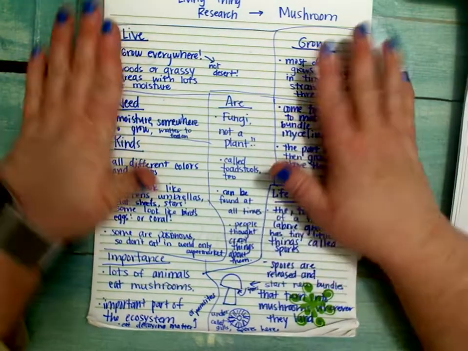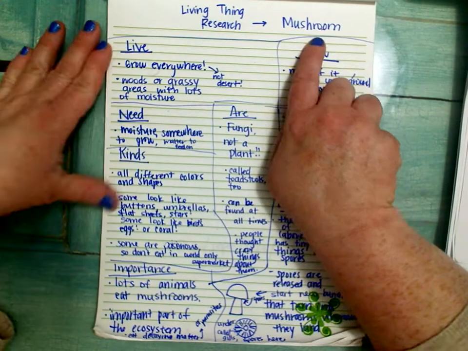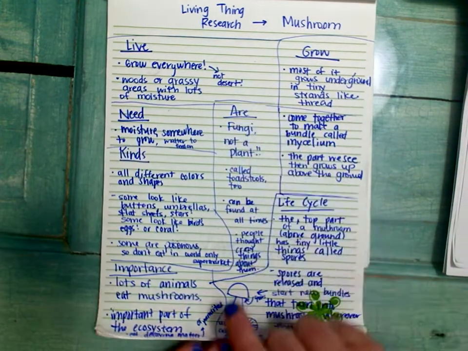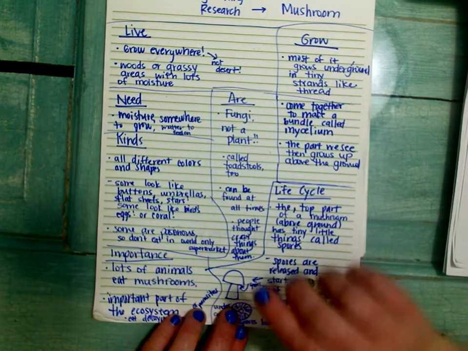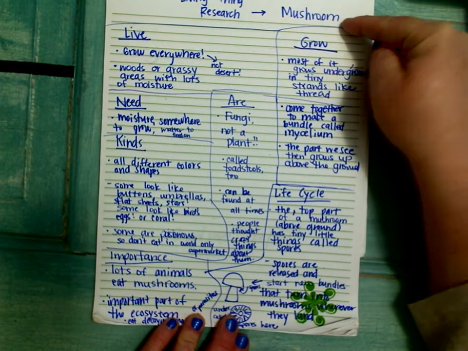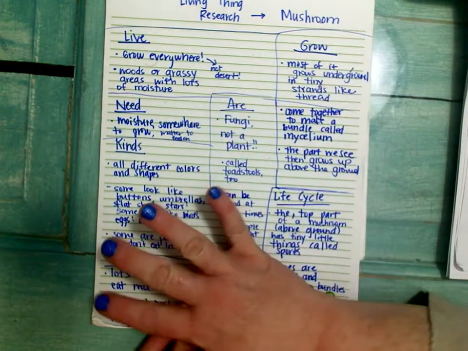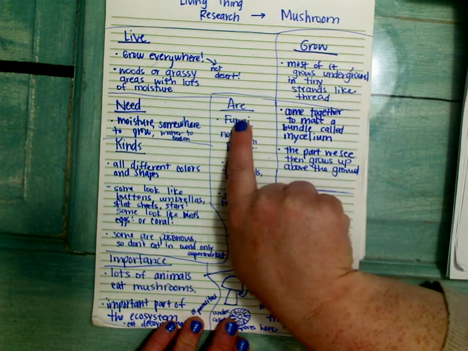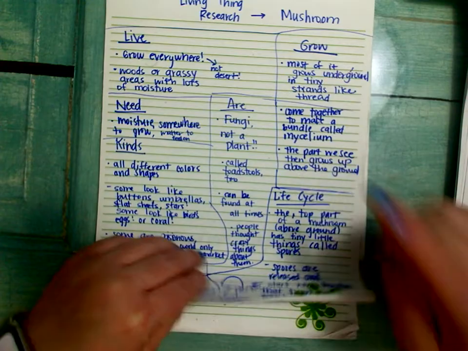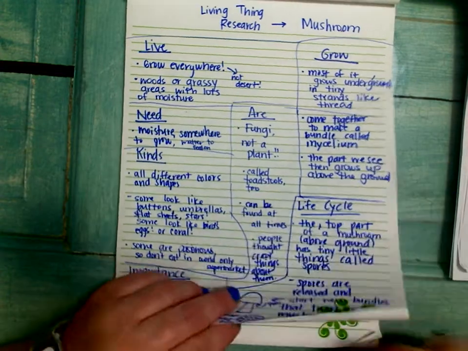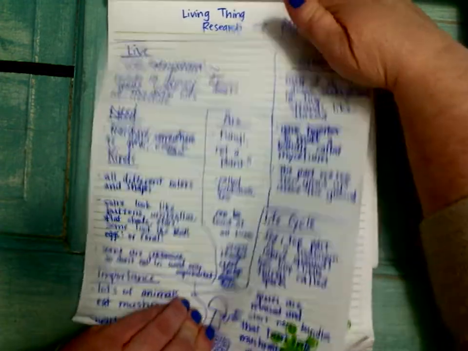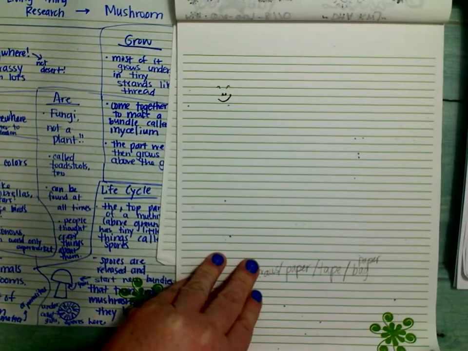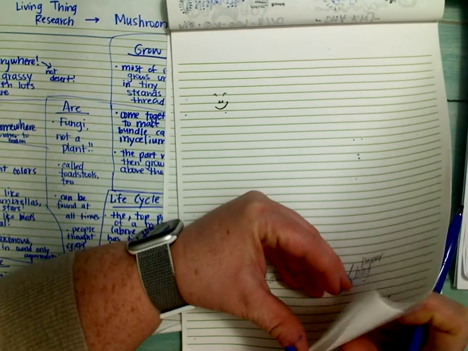So this is my living thing research that I did on a mushroom, because a mushroom is a living thing. I kind of organized my notes based on what I read about mushrooms, and so my notes aren't super pretty, but I can read them, and that's the most important thing. So I already have what I imagine my sections are going to be. I'm going to just take off this. Oh, look, I've got some writing on this page. I'll turn the page again.